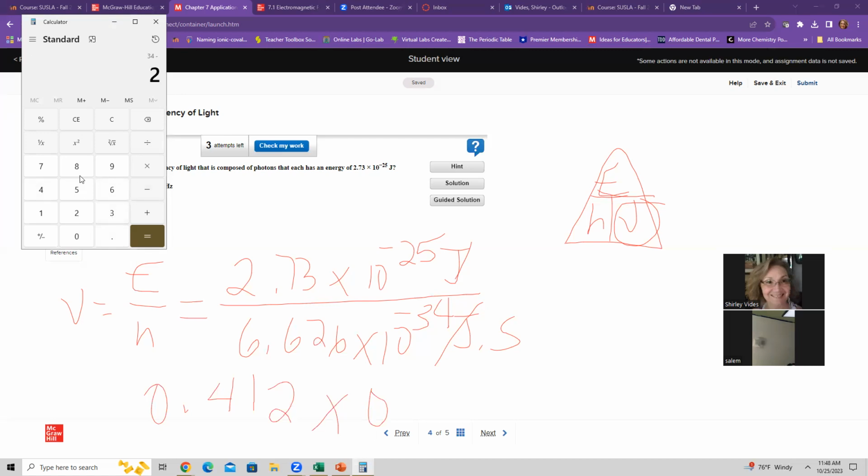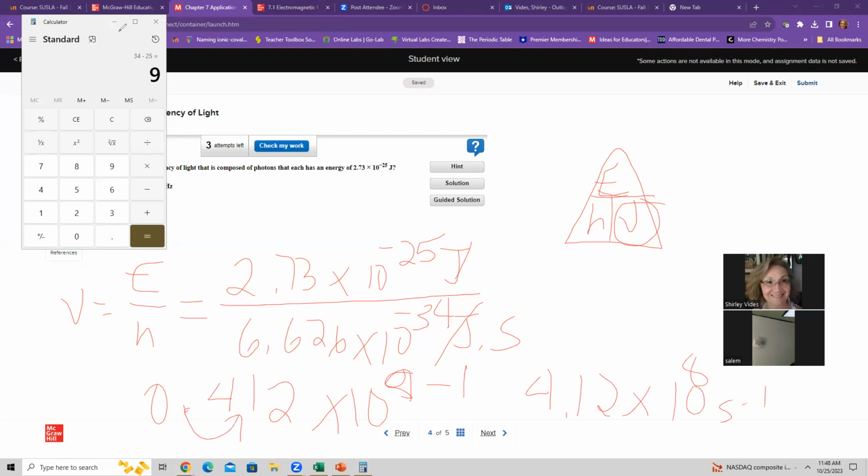Sorry, I can't subtract. That's completely fine. It is 9. But we still have one more thing to do, if you don't have the right kind of calculator. This is 9, but we have to move the decimal, so we have to decrease the exponent. So it's 4.12 times 10 to the 8 hertz.